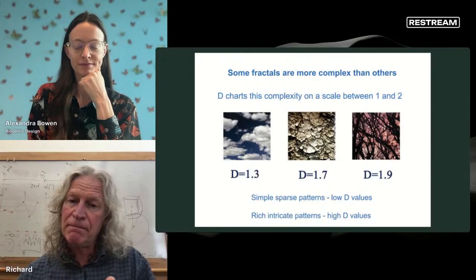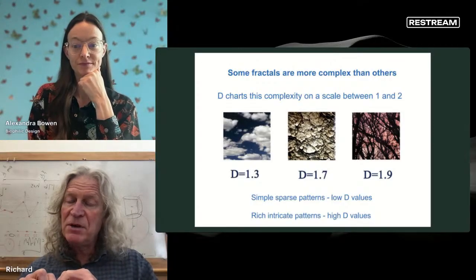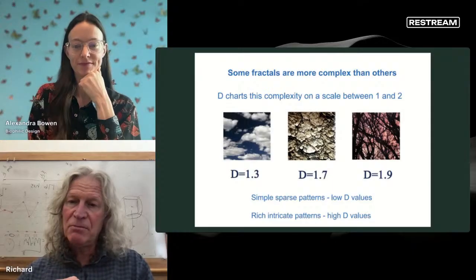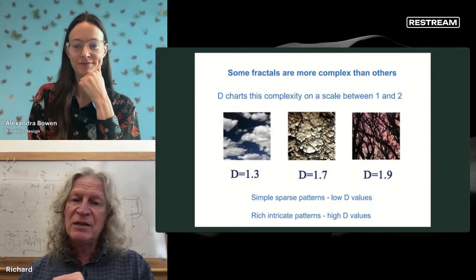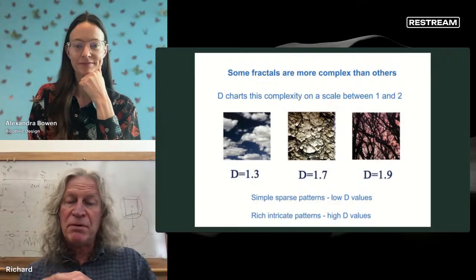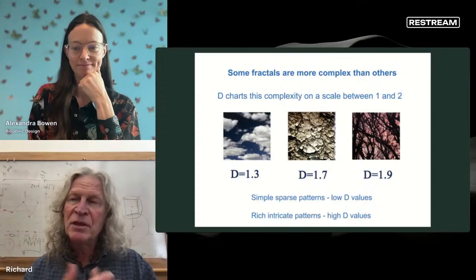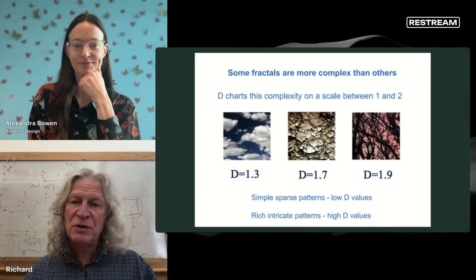It's relatively simple. By the time you move on to cracks in the mud, they become a little bit more intricate, more complex. So the D value there has risen to 1.7. Then by the time you get to branches in a forest, that's a very rich and intricate pattern. And so our software would give that a D value of 1.9.